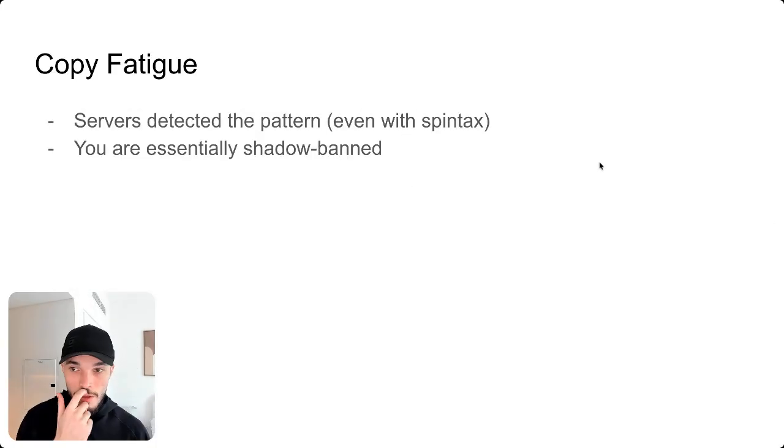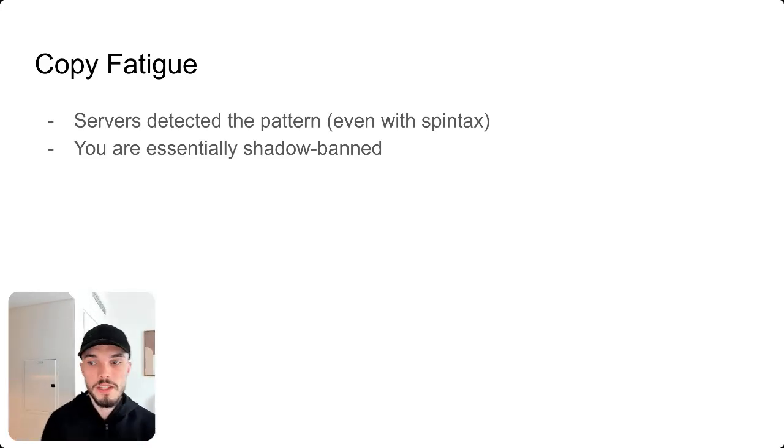The first one is a concept called copy fatigue. Basically, this happens when the email servers detect a pattern in the way you're sending emails. This happens even if you're using Spintax, which is short for syntax spinning. Even when you're randomizing the words in your cold bulk emails, they can still see patterns. They use AI now to analyze emails at Microsoft and Google. So if you're not switching up the way you write your copies, the structure of your copies, eventually they're going to see the pattern and you're going to get shadow banned.